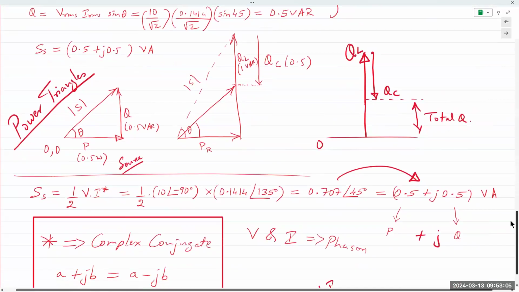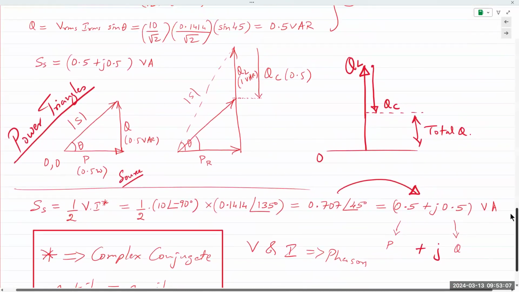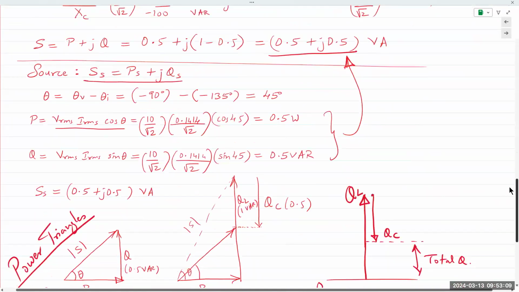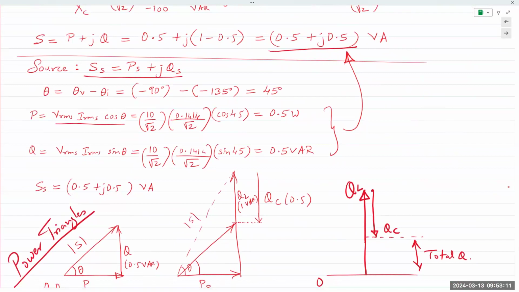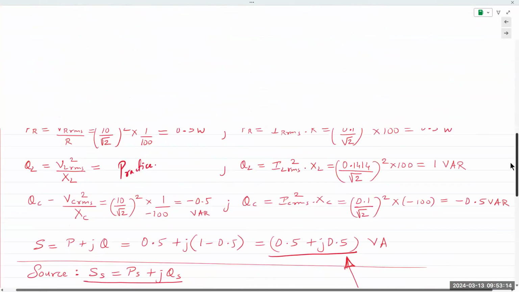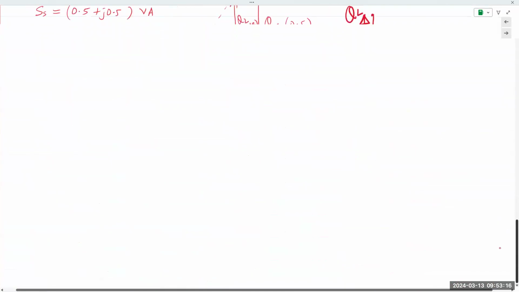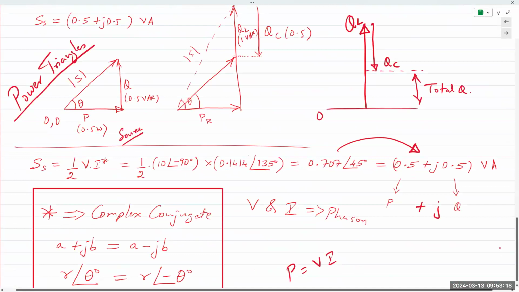All right, so that was total complex power from these equations, and then of course from the component values. All right, think on this. Let me know if you have any questions.